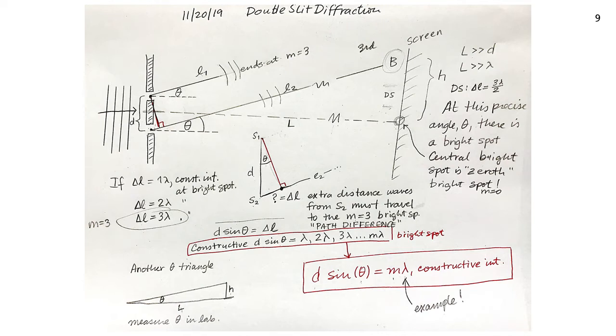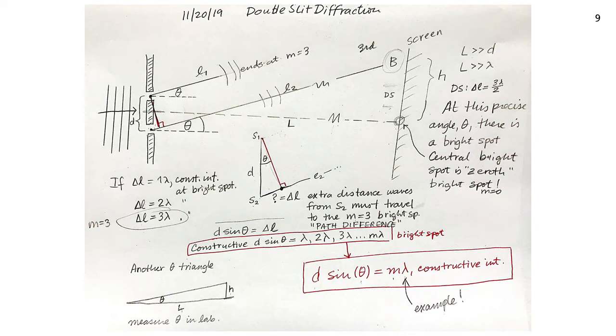Now those two angles are everything. Because at this precise angle, theta, there is a bright spot. Matter of fact, there's a bright spot right down here on the symmetry line as well. And you'll get a countable set of bright spots as you go up. And then you'll get symmetrically bright spots countable going down.